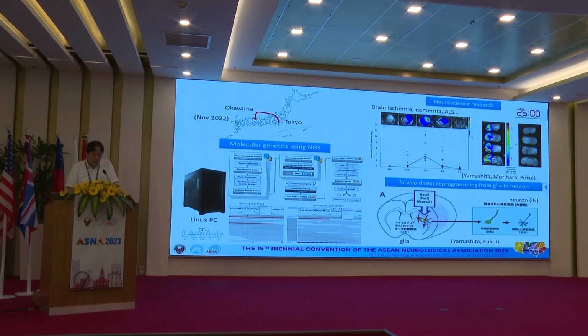Personally, I moved from Tokyo to Okayama last November. I would like to proceed with molecular genetic research using next generation sequencers at Okayama. We are also doing neuroscience research using mouse models for brain ischemia, dementia, or ALS. We are also conducting a project on in vivo direct reprogramming. This method converts glial cells to neurons in the mouse brain.